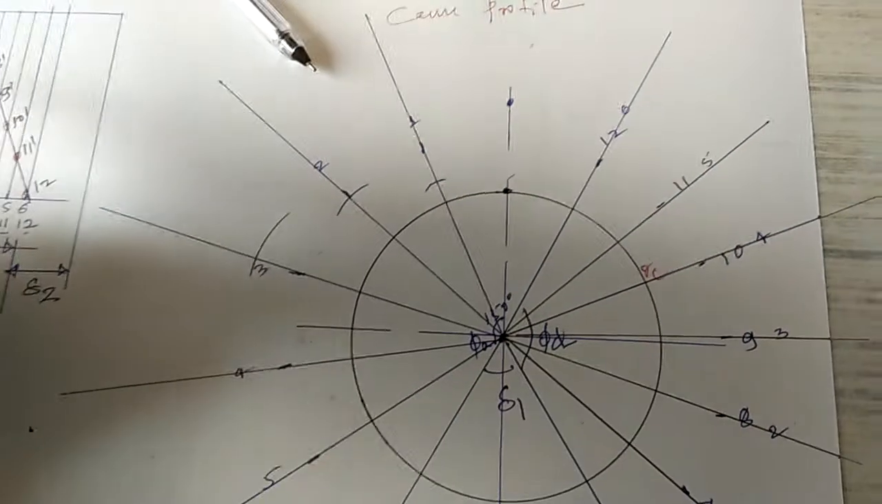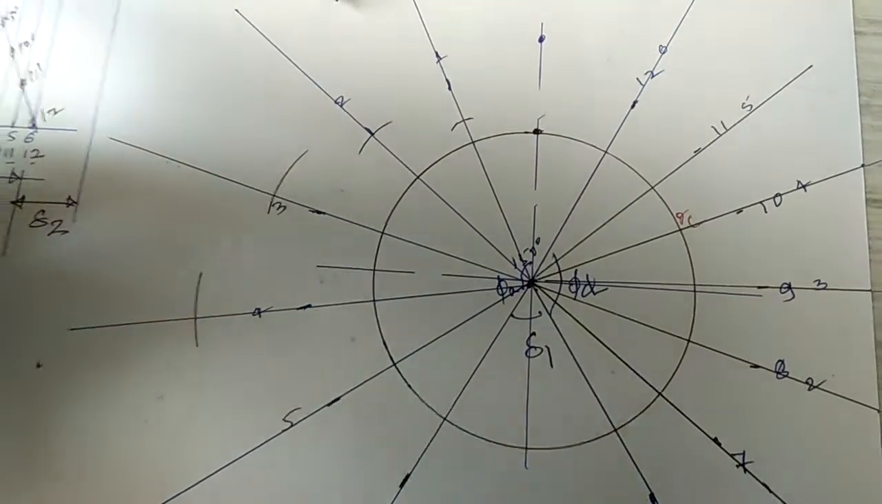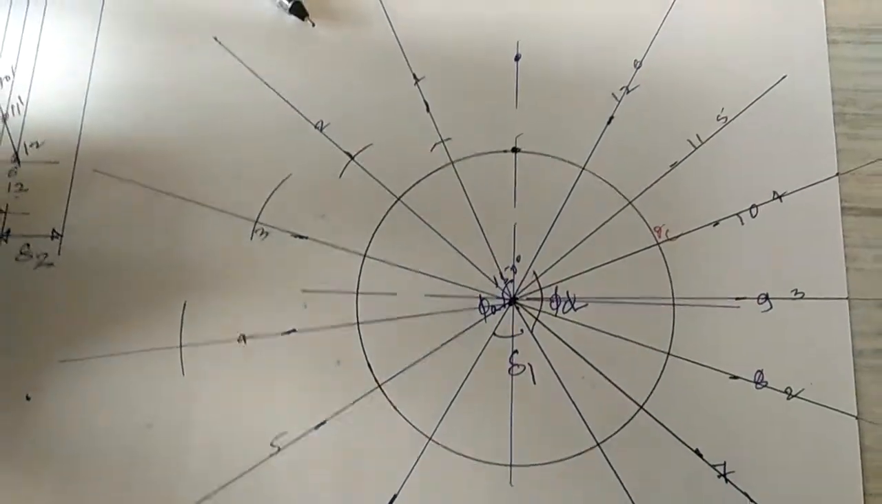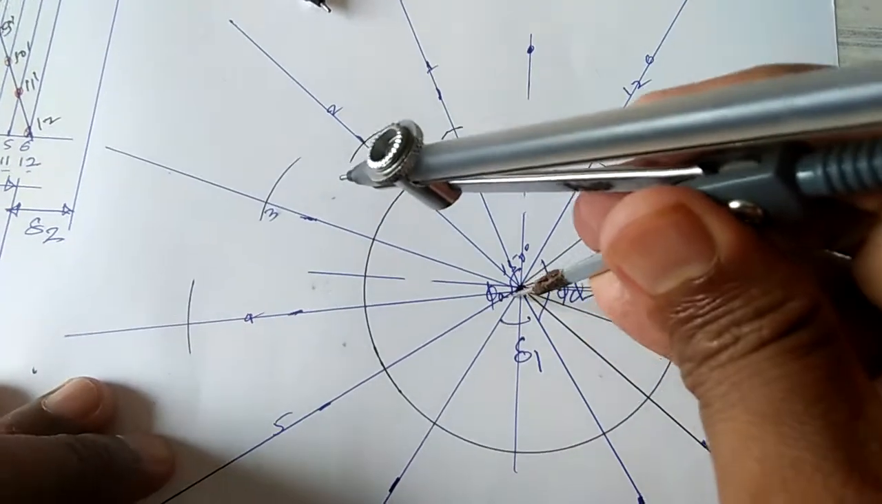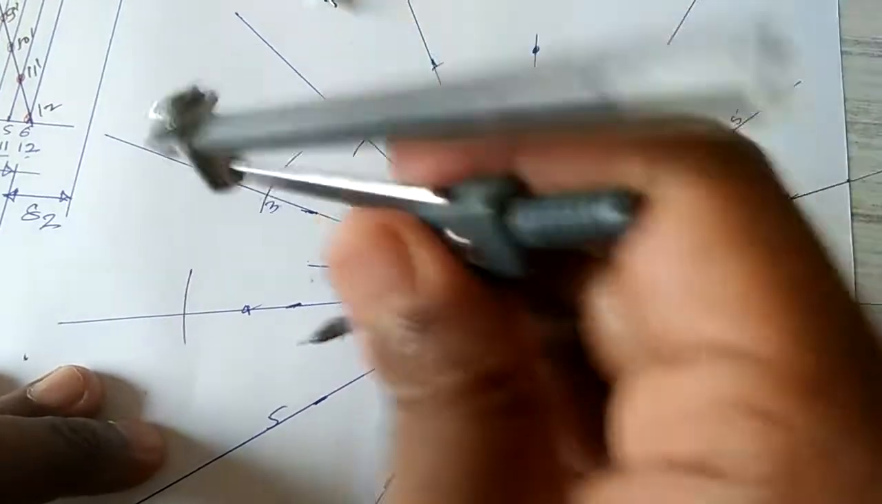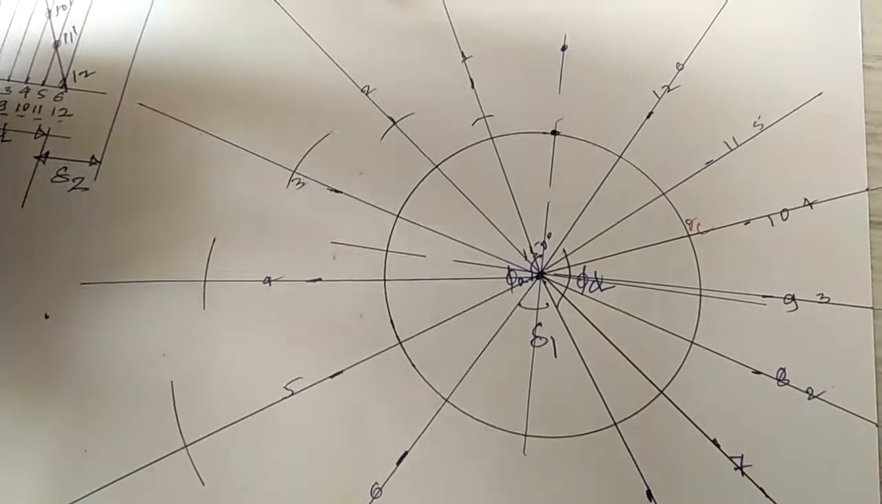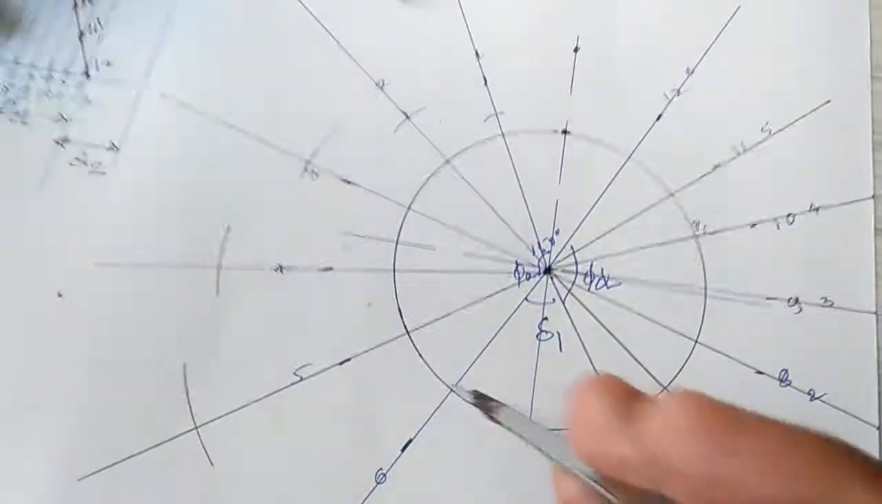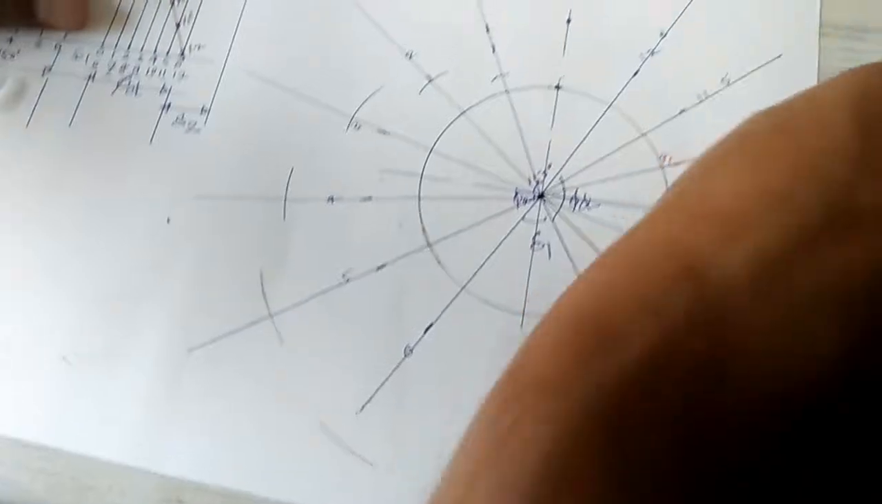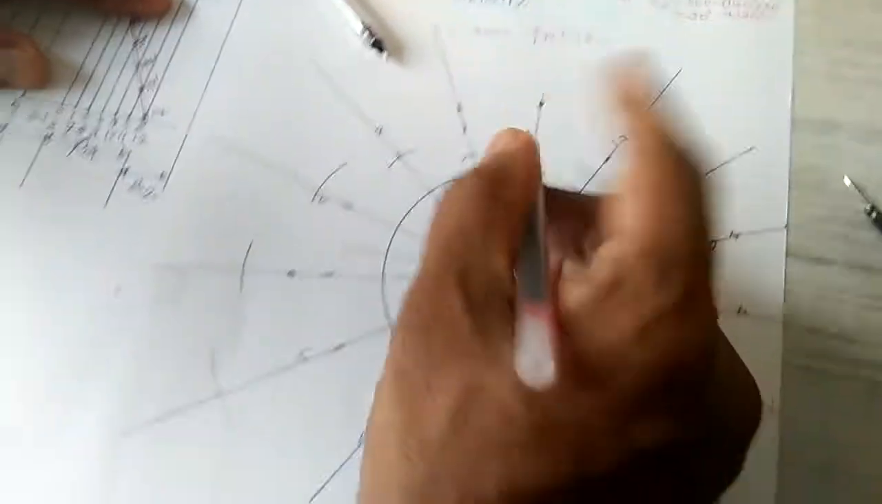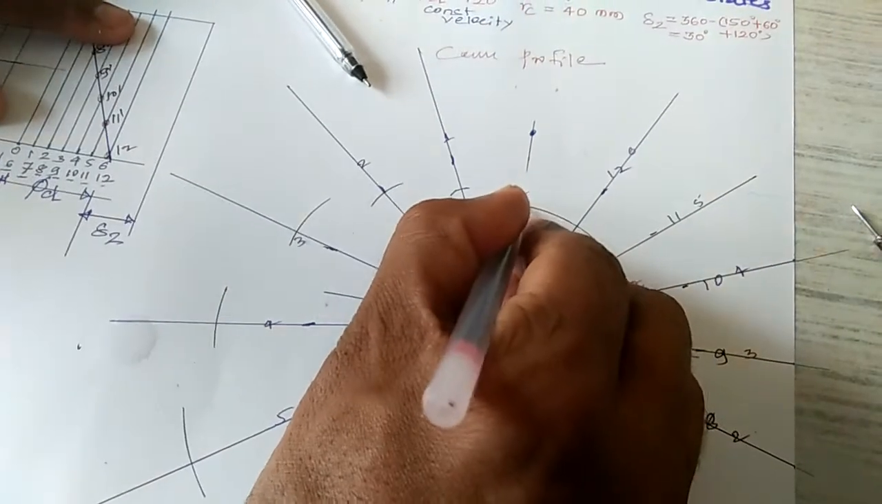4, 4. You have to take it as 4, 4. Then 5, 5. Then 6, 6. You have to take 6, 6 with the radius. You have to keep on the radius. Then you have to join this one. Okay, where it makes an intersection, you have to join it.